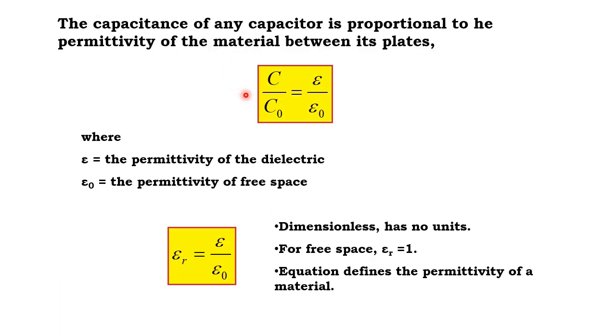These are the equations of capacitance and the permittivity of dielectric. So we can correlate C over C naught, which equals epsilon over epsilon naught. Besides that, we can also find the relative permittivity epsilon r, which equals epsilon over epsilon naught. In other words, we can put that this is also equal to epsilon r.